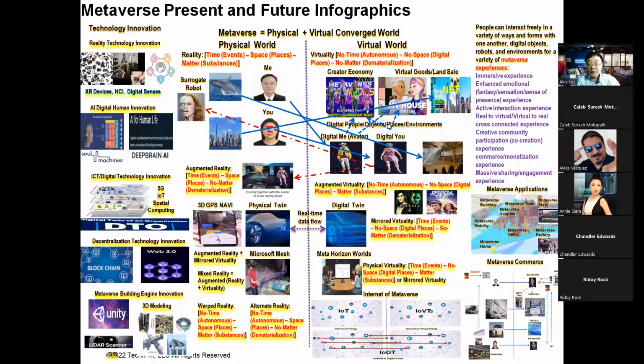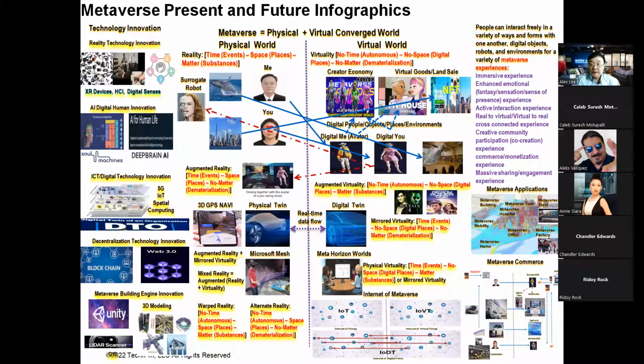And this is one slide where I summarize all the aspects of the metaverse that I have in mind. Some are in the current status, some are in the future. Usually you can define the metaverse as a convergence of the physical world and the virtual world. So two components, and then how they converge.